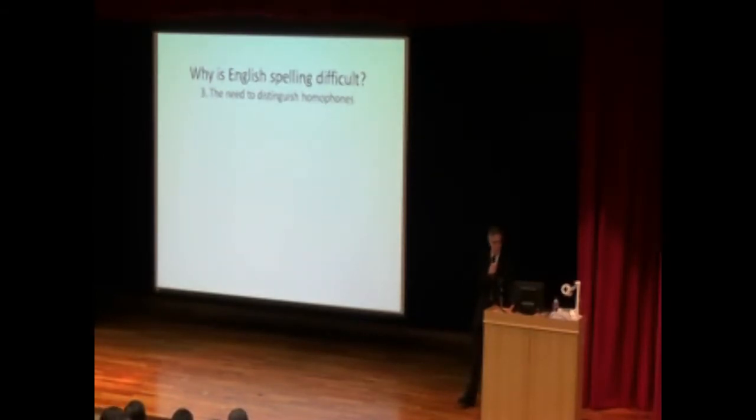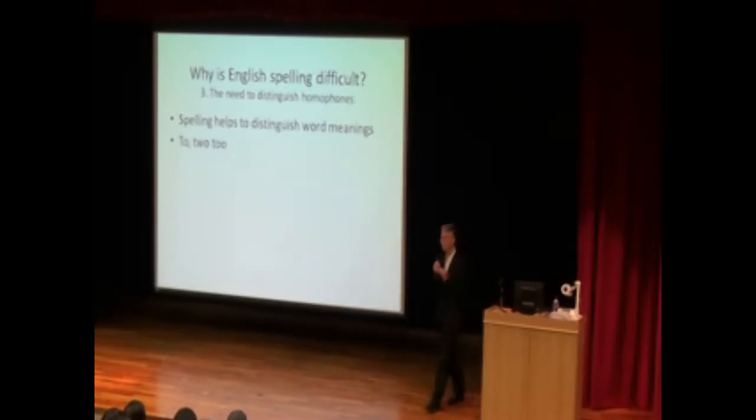The third point, the need to distinguish homophones. Spelling helps us distinguish word meanings. So two is a very, very common sound in English, isn't it? It's a preposition, it's a number, it's, what's two? T-O-O, what's that?